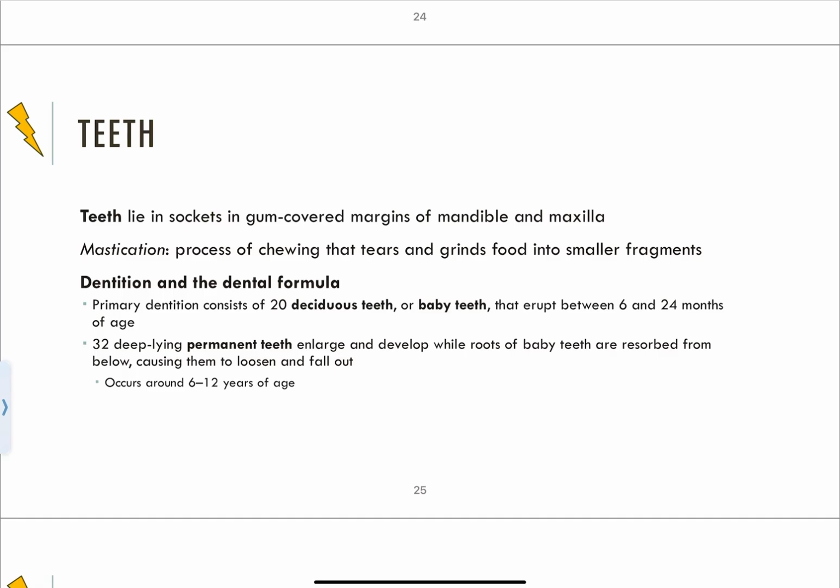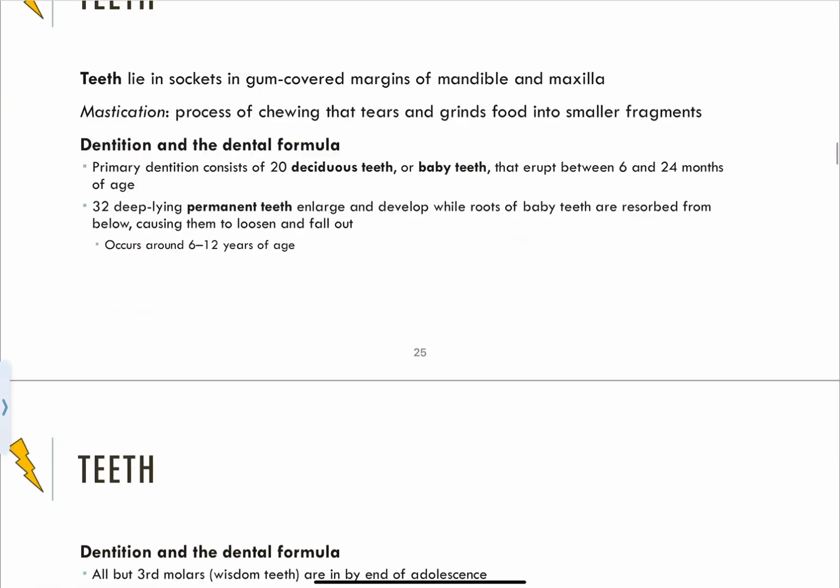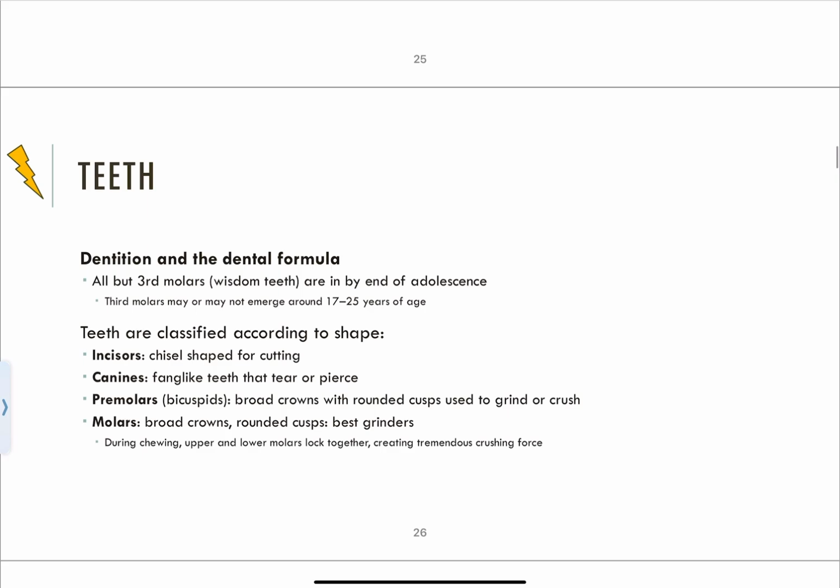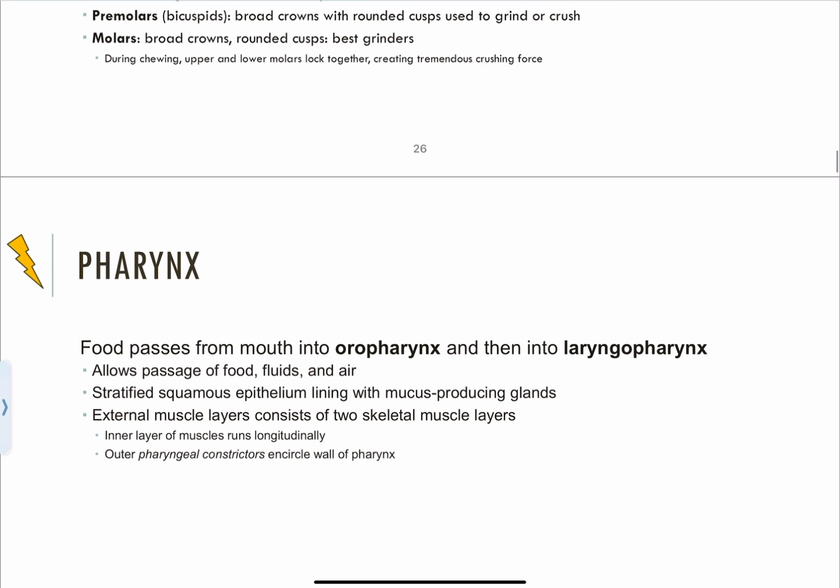Dentition and dental formula. Again, you don't need to know how many baby teeth or permanent teeth we have. For lab, you most likely will. Here, the dentition and the dental formula, you don't need to know any of this or classification. This is primarily for lab.